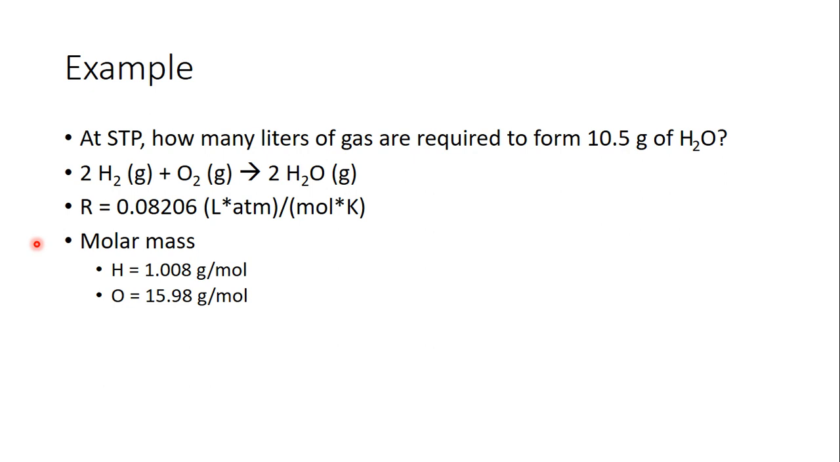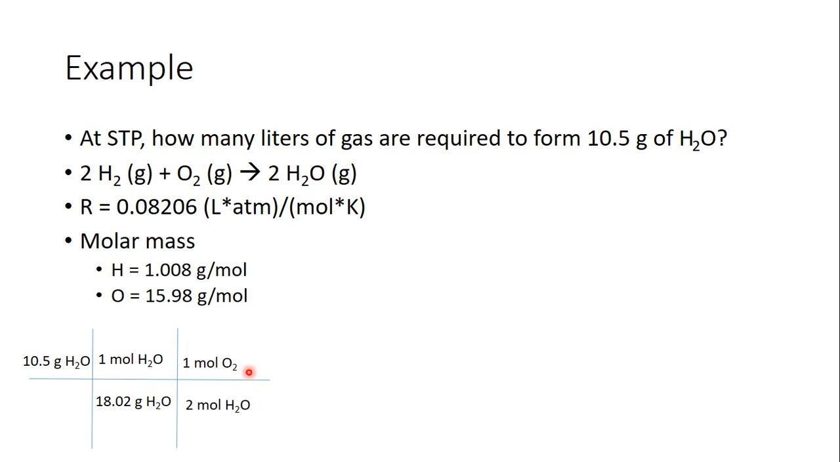All right, let's figure this one out. Now, this might seem complicated, but we're using all the tools that we have already used. And the first thing I'm going to use is stoichiometry. So I know I have 10.5 grams of water. The question is, how many moles of oxygen and H2 do I need to make that 10.5 grams of water? So the first thing I'm going to do is convert my water into moles, because when we're dealing with stoichiometry, we want moles.